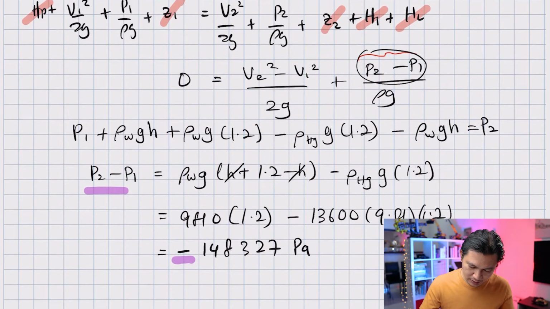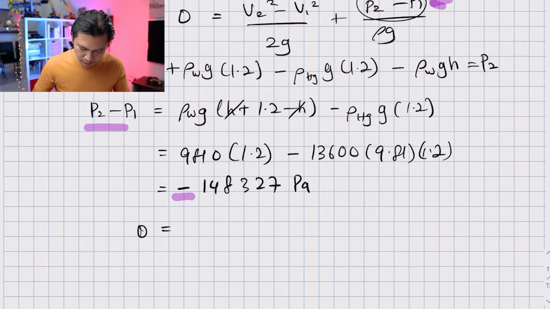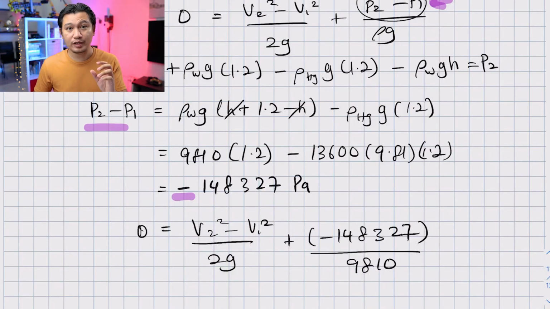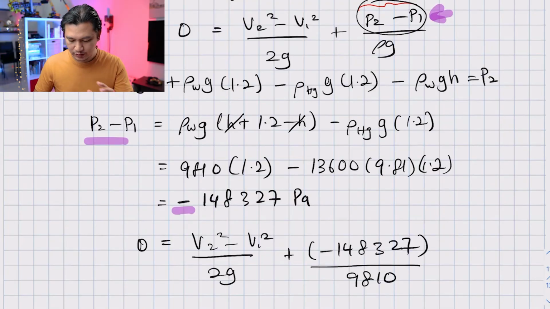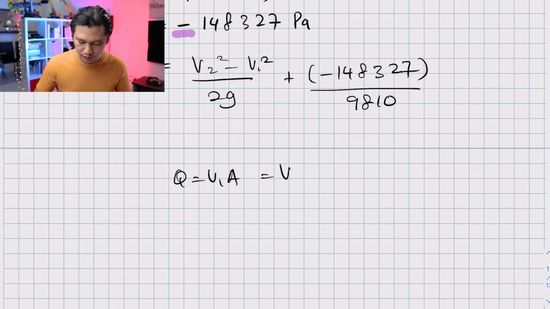And we can plug it in here and find the velocity. So 0 is equal to V2 square minus V1 square over 2g plus, and this is minus 148,327 divided by 9810. Okay, but still we have V2 and V1 and we need to solve for this, right? So what is the relationship between V1 and V2? We know that the flow rate is the same between inlet and exit. So Q is equal to V1A1 is equal to V2A2.